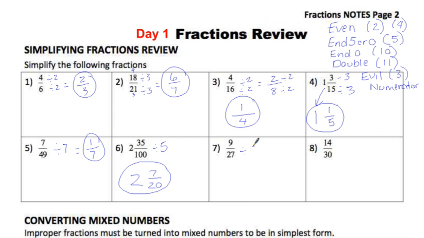Number 7, the evil 3 worked, so I'm left with 1/3. And then for number 8, they were both even, so I can divide by 4 top and bottom, and I'm left with 7/15. Oh, I'm sorry, not 4. My mistake, it should be 2. Let's fix that. There we go. Divide by 2. 14 divided by 2 is 7, and 30 divided by 2 is 15.